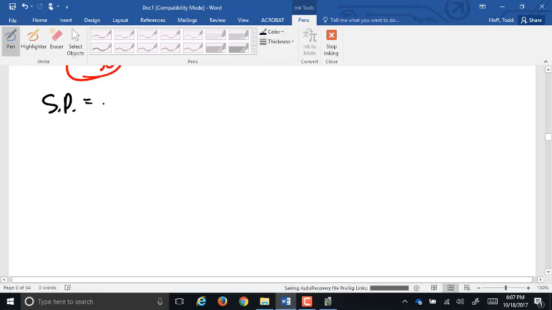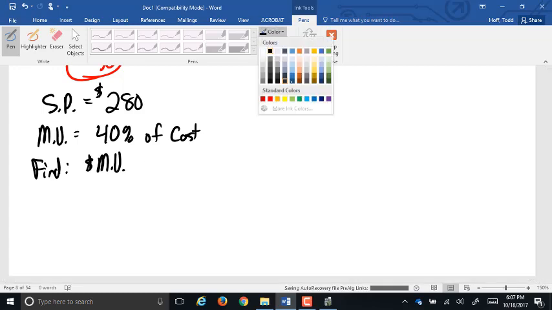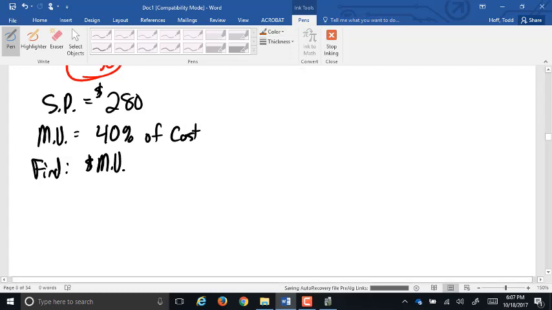We have an item whose selling price is $280. The markup is 40% on cost. Find the dollar markup. Here's where doing that decimal kind of starts to give you some difficulties.